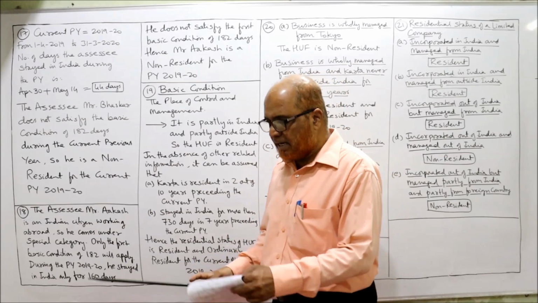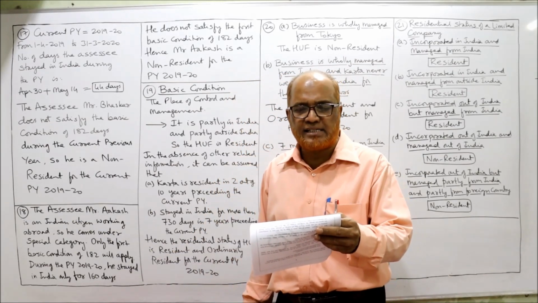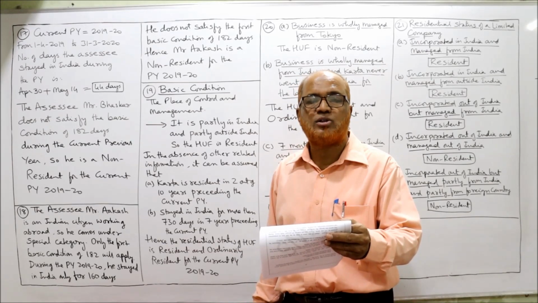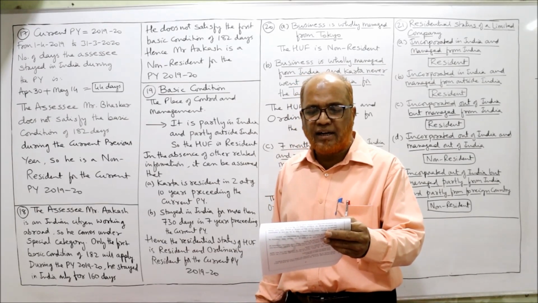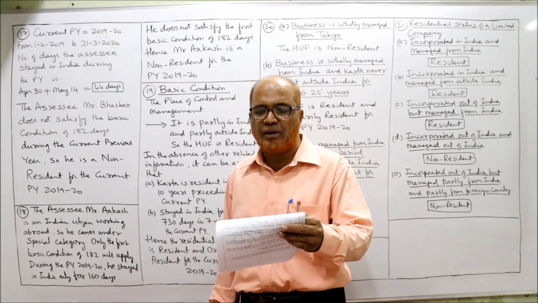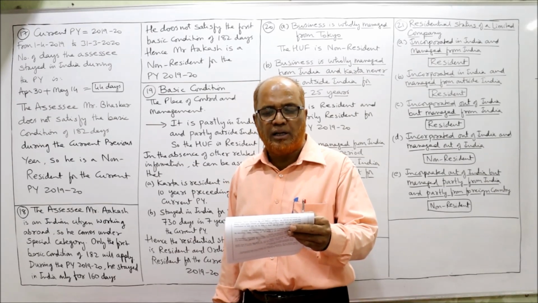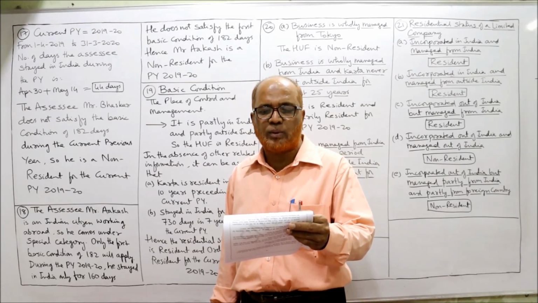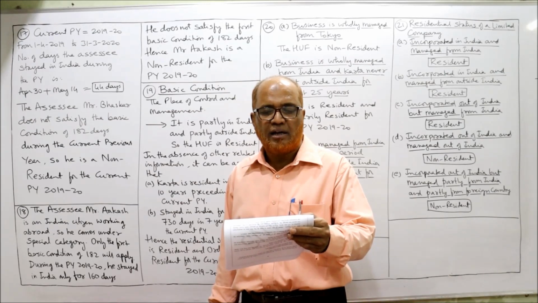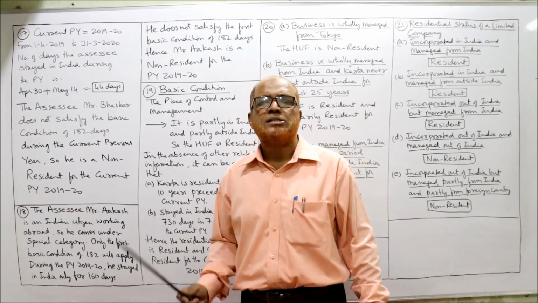That's all. Now 18th problem. Mr. Akash, an Indian citizen who is appointed as a senior scientific officer by the government of Kenya, left India for the first time on 26th September 2018 for joining his duties in Kenya. During the previous year 2019-20, he came to India for 160 days. Determine his residential status for the assessment year 2021.